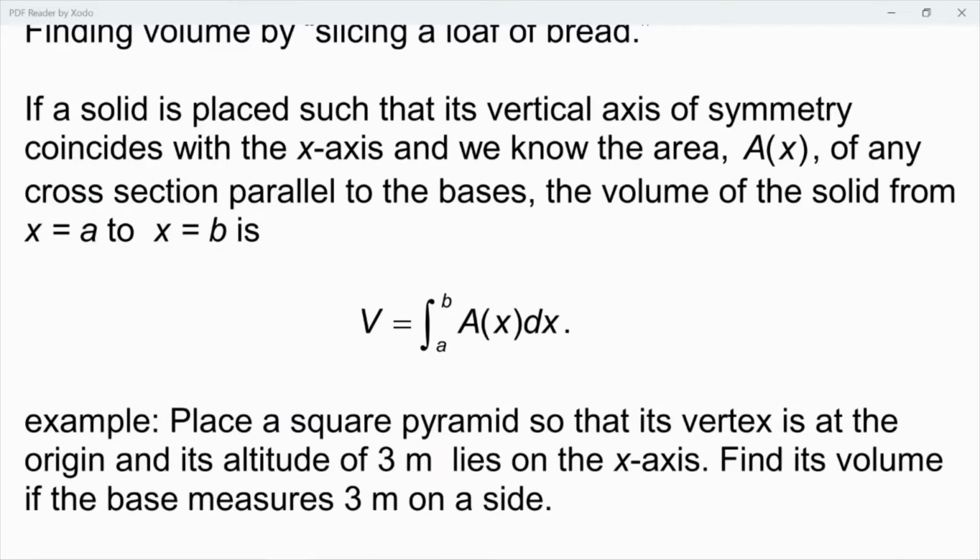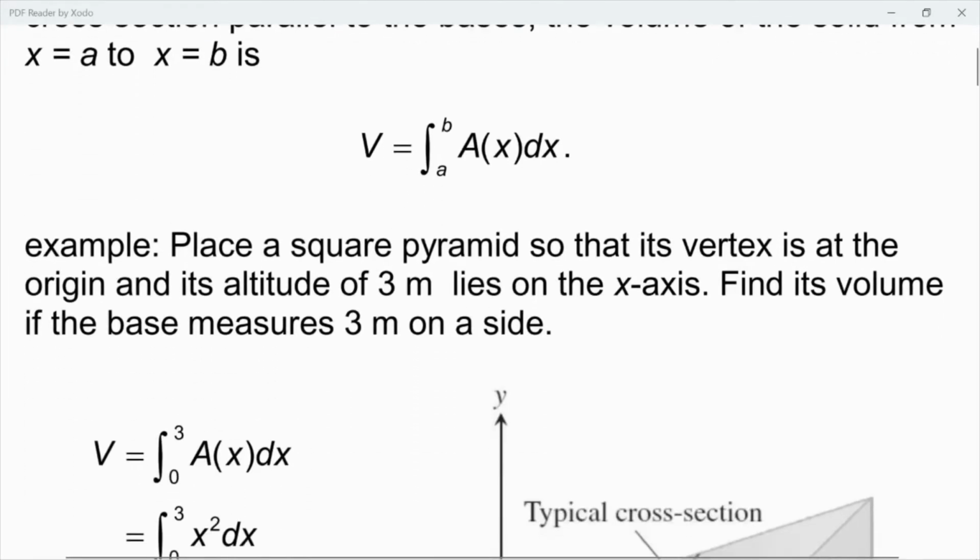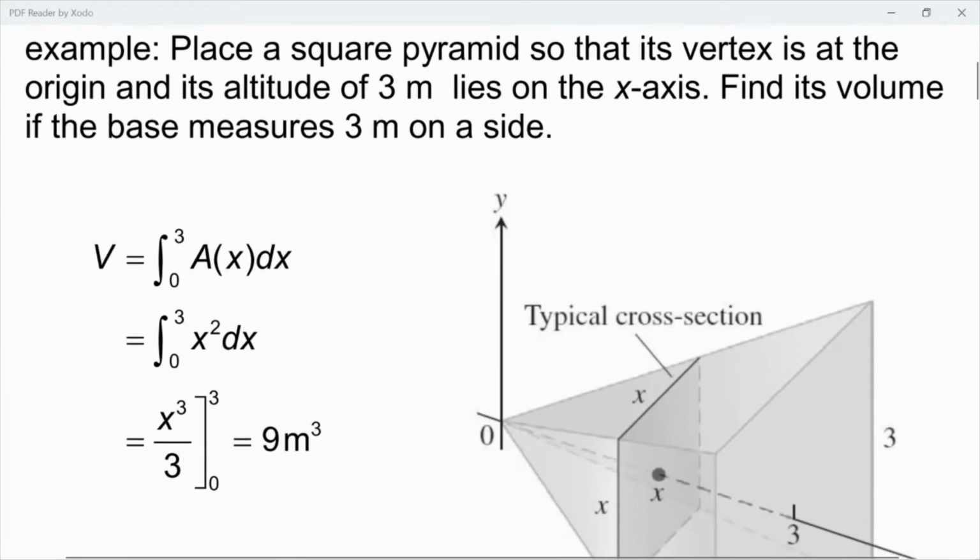Okay, so going back to what we were looking at here with our general setup, you can see this volume integral now makes a little bit more sense, right? We've got all of these cross sections with a really thin thickness. The integral is going to add them up. So let's take a look at an example that's already been worked out. It says place a square pyramid so that its vertex is at the origin and its altitude of 3 meters lies on the x-axis. Find its volume if the base measures 3 meters on a side.